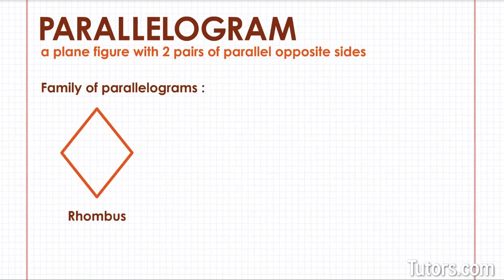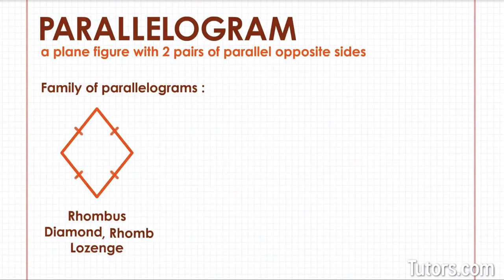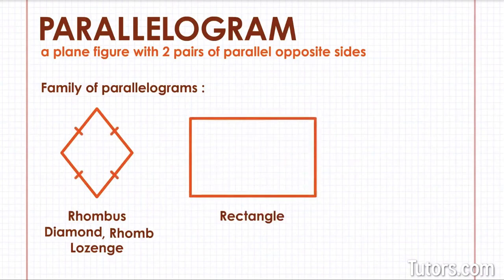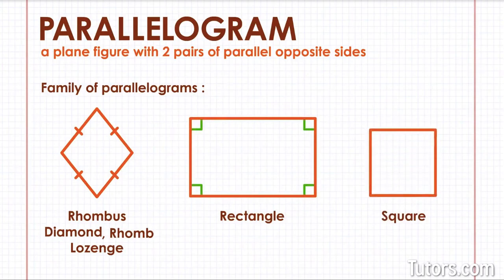A rhombus, also known as a diamond, rhomb, or lozenge, is a parallelogram with four congruent sides. A rectangle is a parallelogram with four congruent interior angles. A square is a parallelogram with four congruent sides and four congruent interior angles.